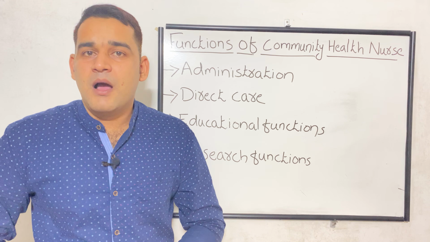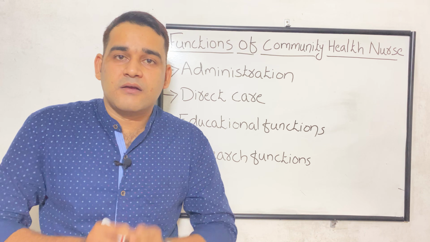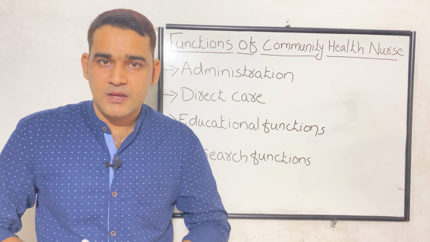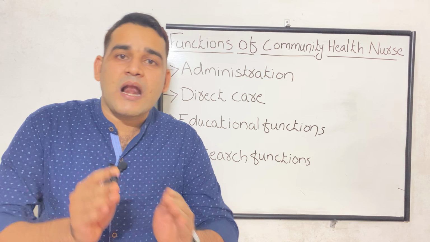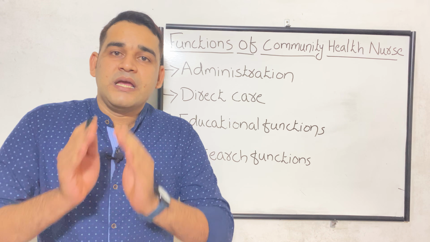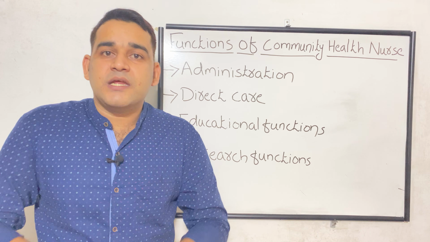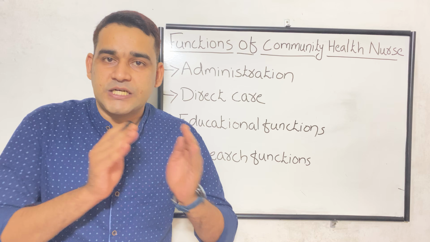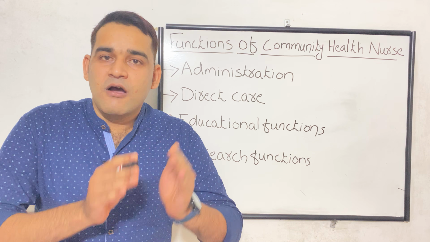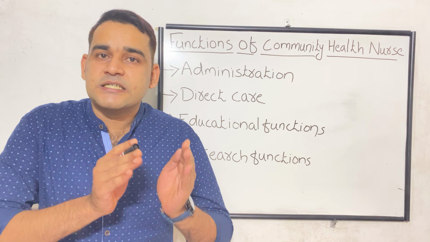After identifying the problem or the disease of the family, you are planning to solve that problem. After planning, you are applying your plan. What are the things you have to implement? You are implementing. After implementing, you are evaluating whether that care was effective and you are doing a follow up. Okay, those are the things coming under direct care.